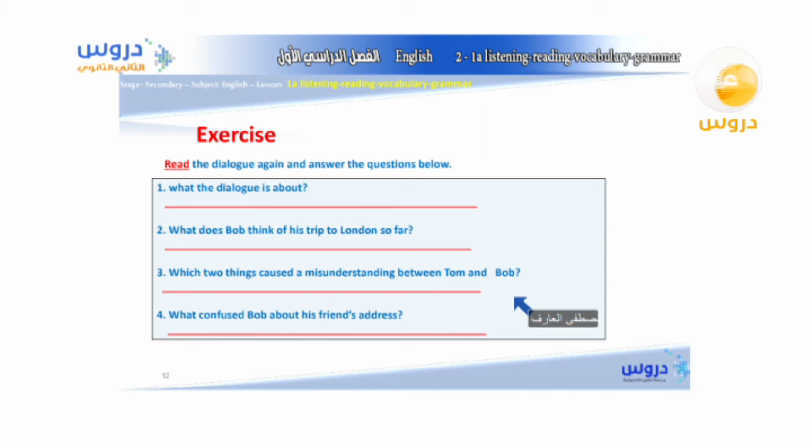And 3, which 2 things caused a misunderstanding between Tom and Bob because of the different accent between the American and the British English? So there were 2 actually funny things that happened between Tom and Bob. The first thing, when he said, how did you find it? And he thought, how did you find it? He said, I used the map. And that's funny. In English, when you say, how did you find it? It means, how was it like?